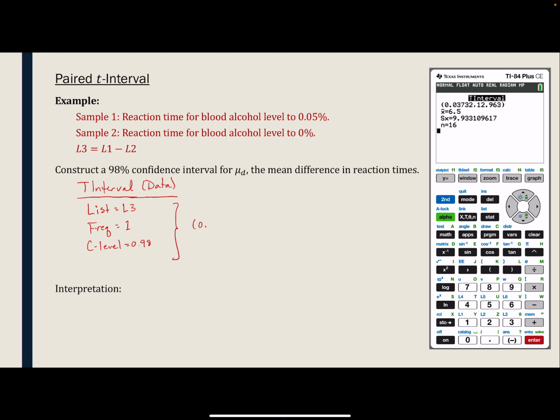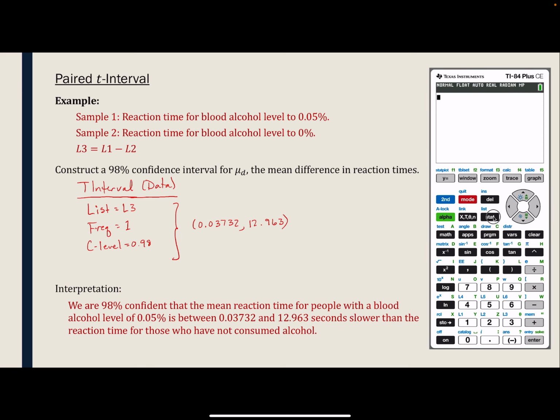All right, so we have 0.03732 to 12.963. So there's our confidence interval. When we interpret this, we say that we are 98% confident that the mean reaction time for people with a blood alcohol level of 0.05% is between 0.03732 and 12.963 seconds slower than the reaction time for those who have not consumed alcohol. So be sure that you're saying that the mean reaction time is different somehow. So we're saying it's slower.